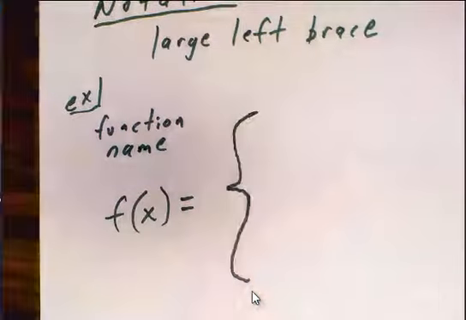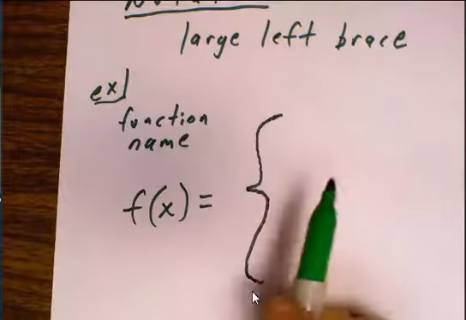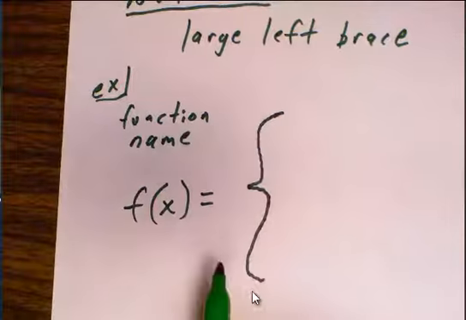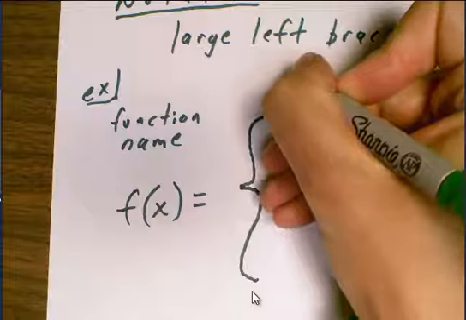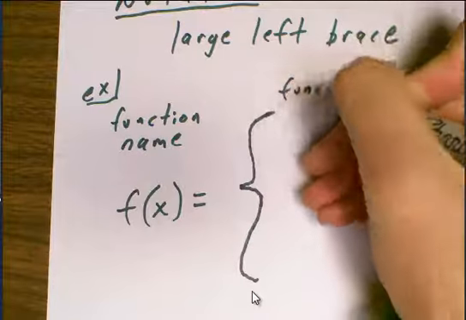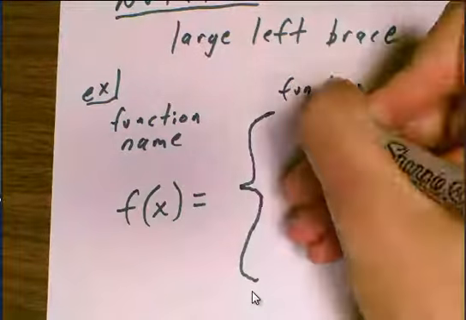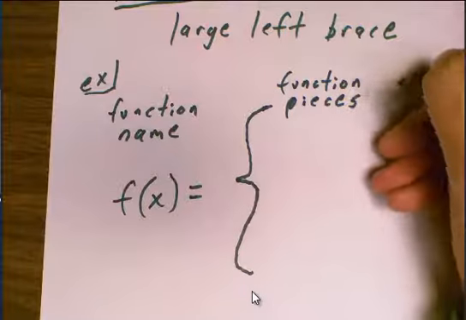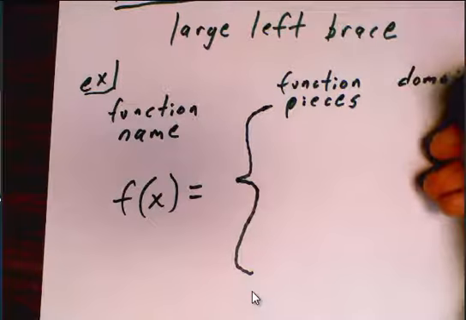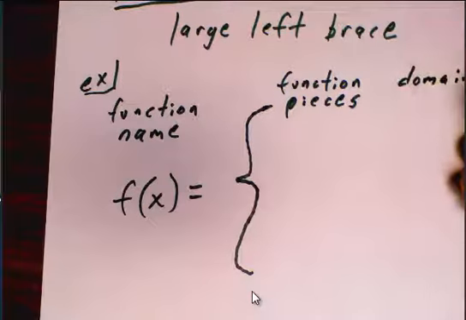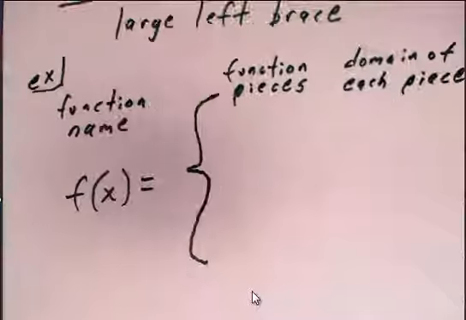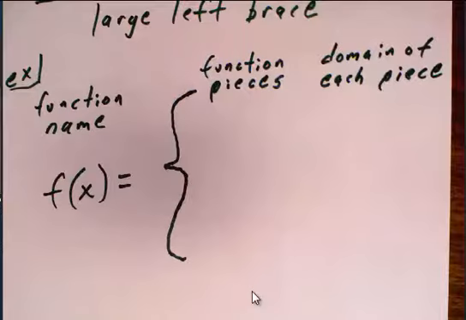That's not bad. And that's just showing, hey, we're going to collect a whole bunch of stuff that's going to be equal to this function. In our first column, we put the function pieces. And then in the next column, we put the domain of each piece. This would be good to take notes on.